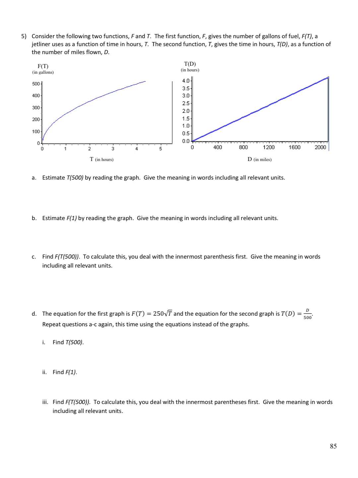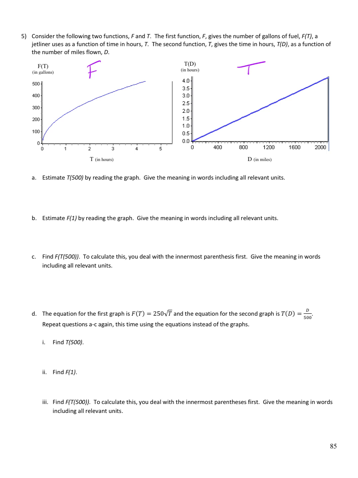The first function, f, gives the number of gallons of fuel, f for fuel, a jetliner uses as a function of time in hours, t. And the second function, t, gives the time in hours as a function of the number of miles flown. So we want to estimate t of 500 using the graph. So that's going to be my second picture. This is my t function. So I wrote t of d here. It might be helpful to just put a big T there. This one is f.